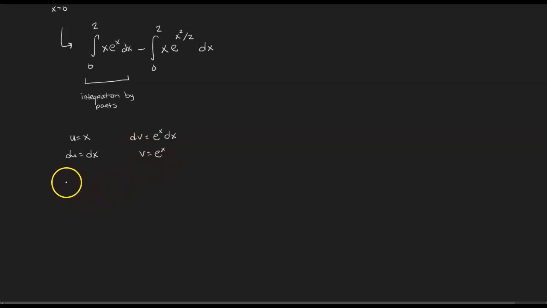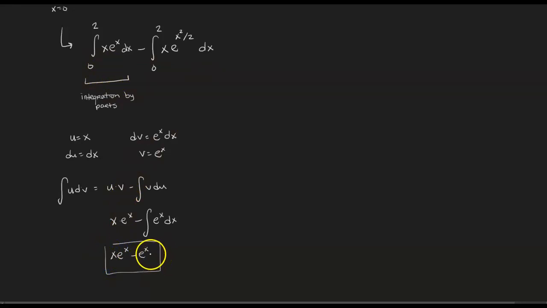So then the integration by parts says that if you had u dv, that becomes u times v minus the integral of v du. So for us, u is x, v is e to the x, minus the integral of v, which was e to the x, times du, which is dx. That simplifies to x e to the x minus e to the x. So that first integral requires integration by parts. It simplifies to this, which still needs to be evaluated between 0 and 2.